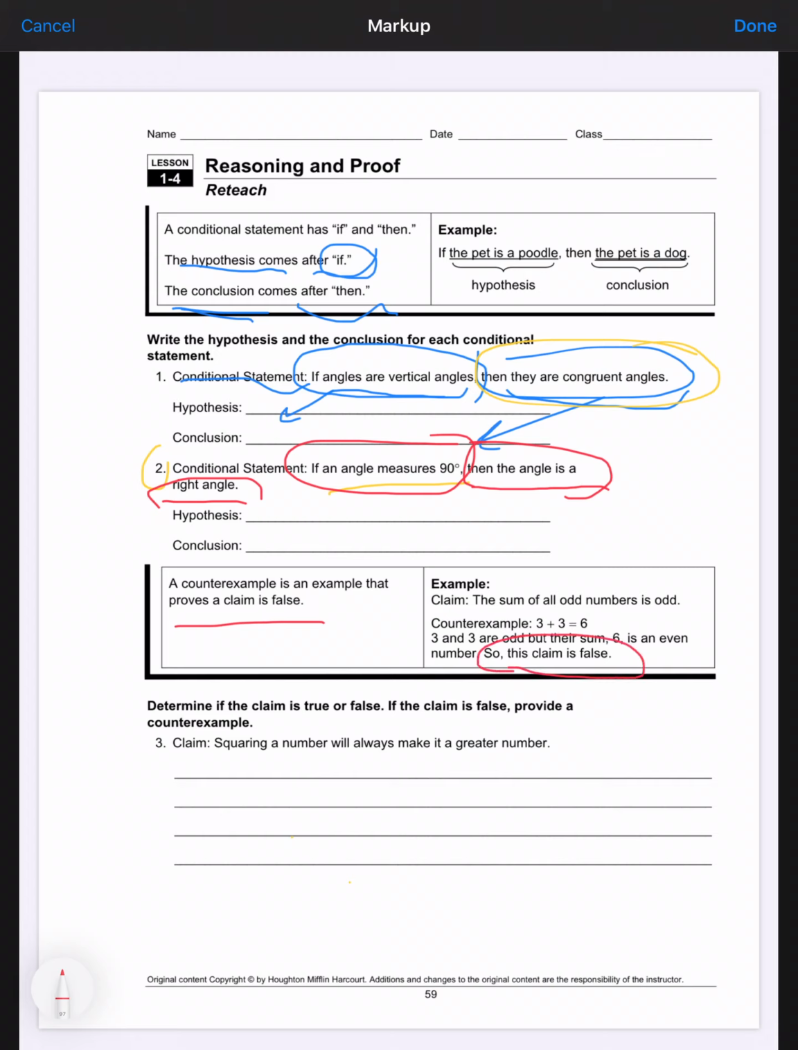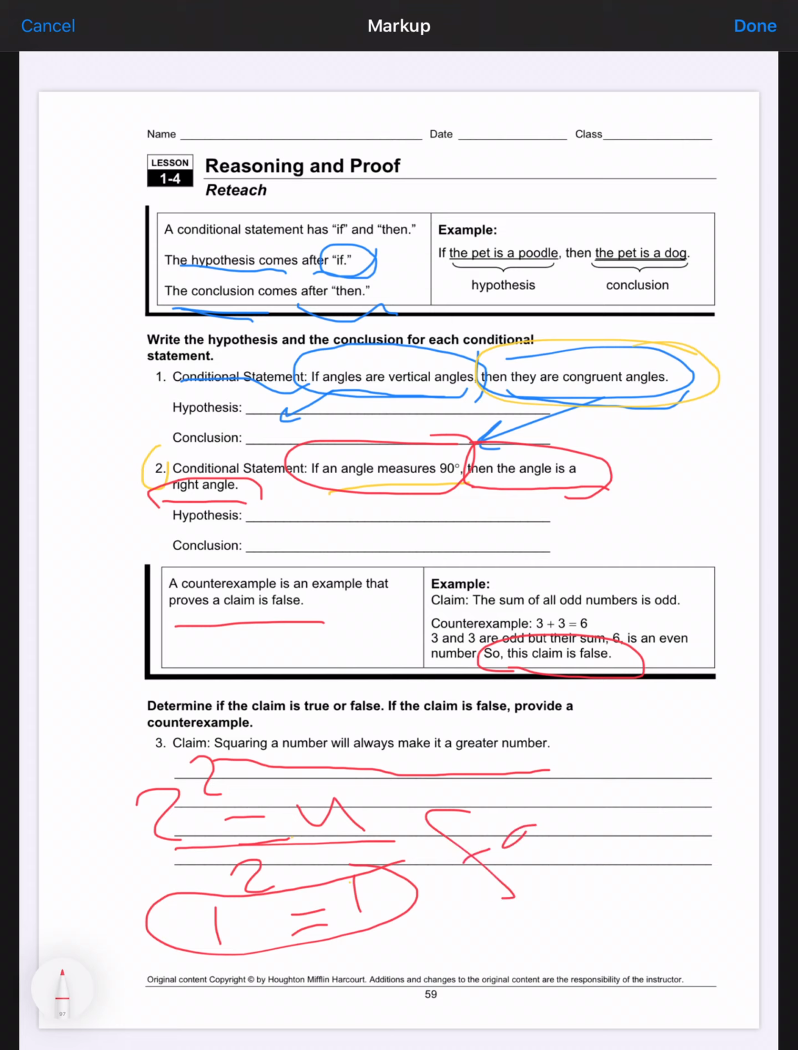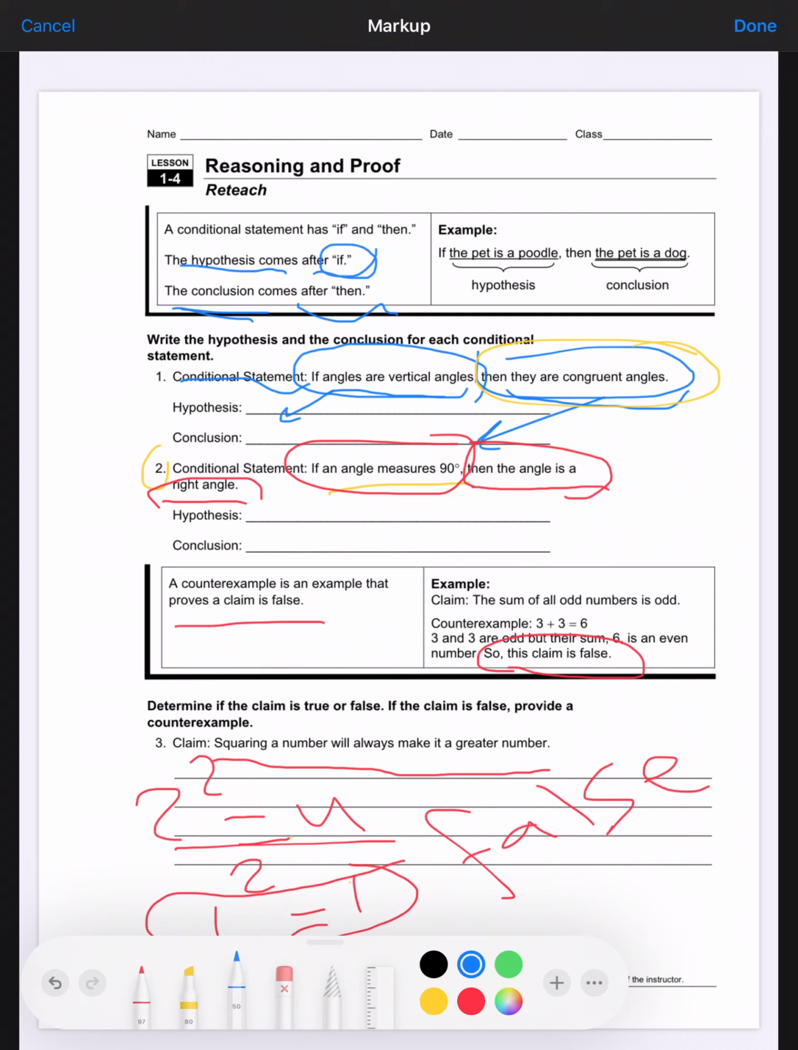I'll give you an example. Determine if a claim is true or false. If the claim is false, provide a counterexample. Squaring a number will always make it a greater number. So mostly if we square a number, most numbers, it will be a greater number. For example, 2 squared equals 4. But if it's 1 squared equals 1, so it's not a greater number, it's the same number. So it is a false claim. Where is the example? We bring this example with 1.